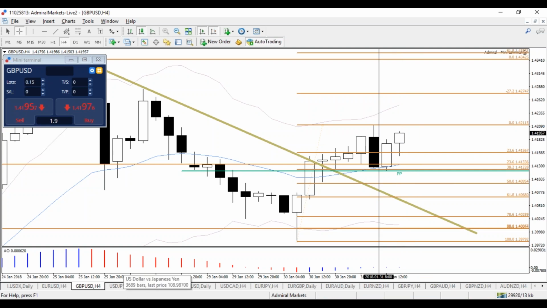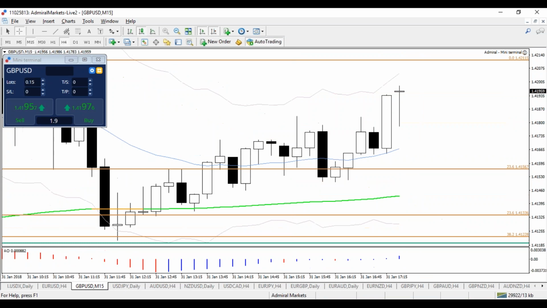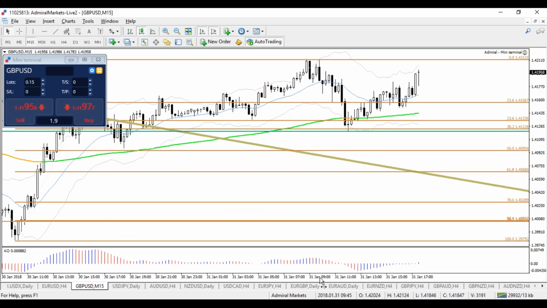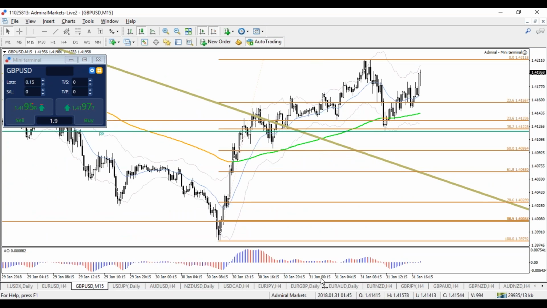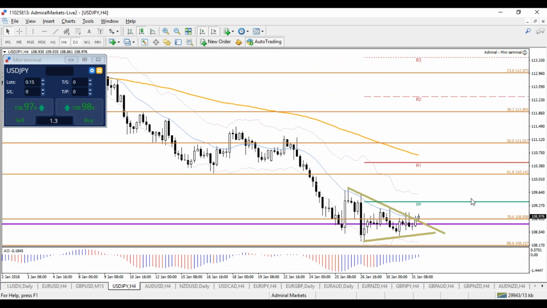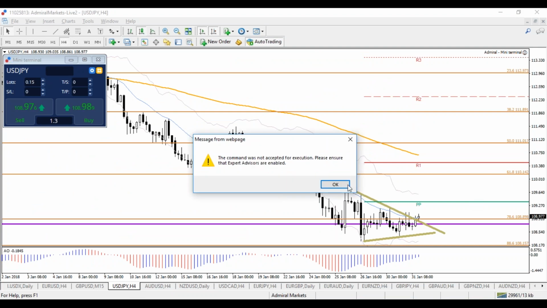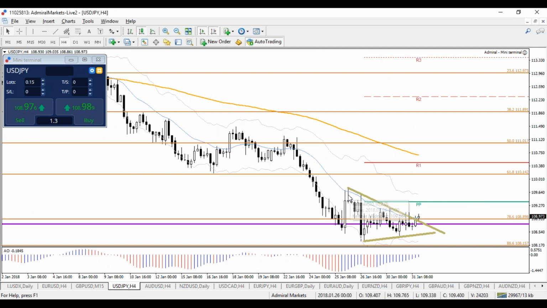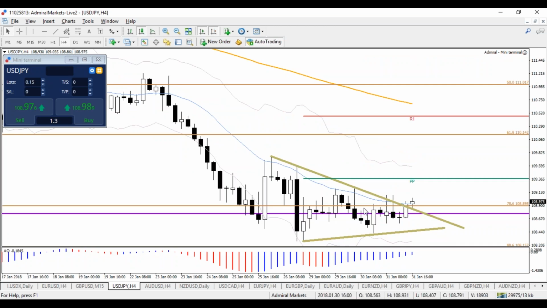All right, otherwise at this moment, I don't see much. Let me move on to the dollar yen. Still same exact spot as yesterday, still in this triangle, still respecting these deeper fib levels, and I don't see any trade here that could have made sense.